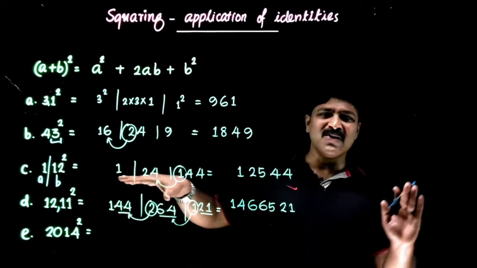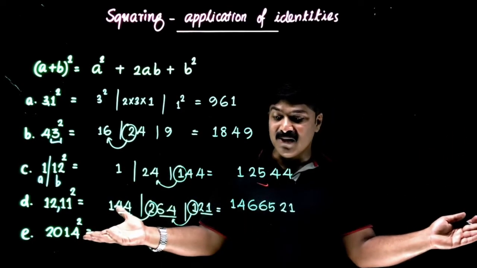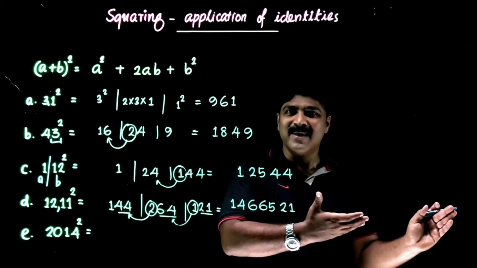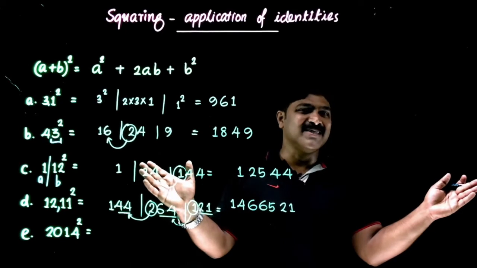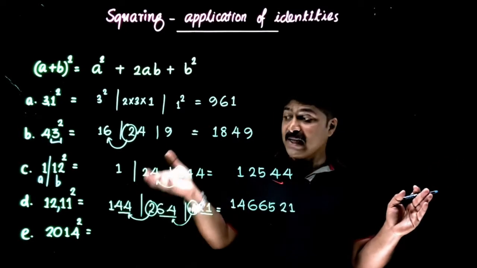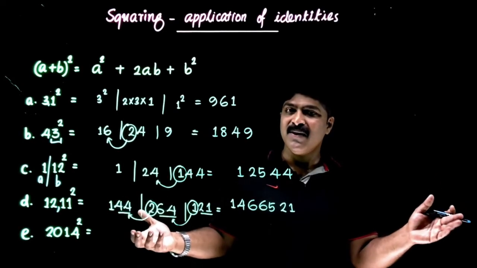The square of such a large number, 1211, such a 4-digit number, is 1466521. It's a magical application. So you can save your time, and you will get some questions directly as the application of the squaring methods.